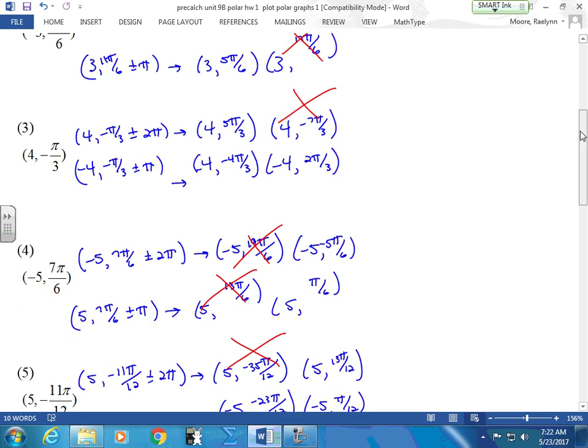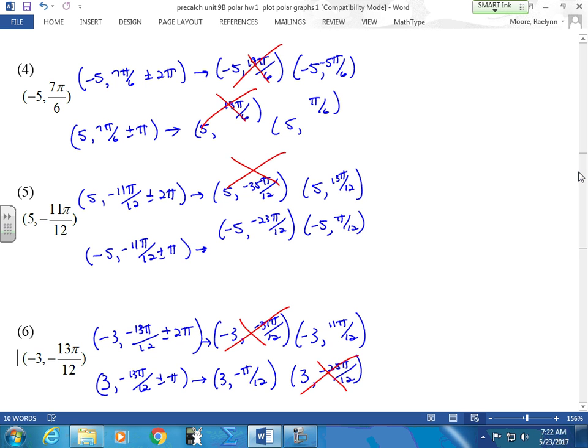All right. The next 3 we can put up here. Again, whatever you start with, add and subtract 2 pi. Negate it, change the sign, add and subtract pi.